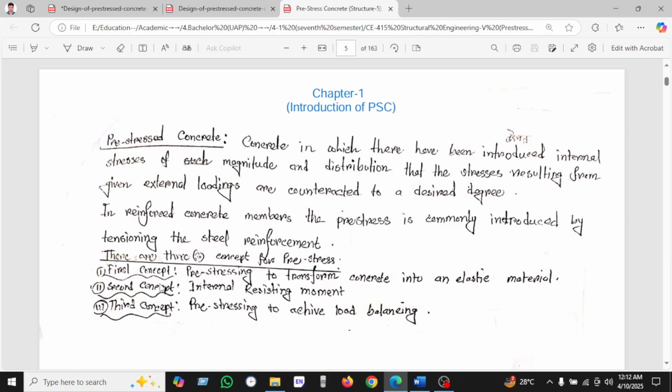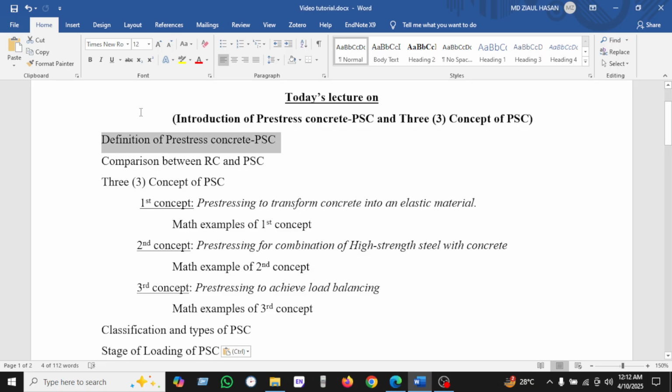There are three concepts. The first concept is prestressing to transform concrete into an elastic material, the second is internal resisting moment, and the third is prestressing to achieve load balancing. We will see the details with a method example. Okay, so we have completed this.